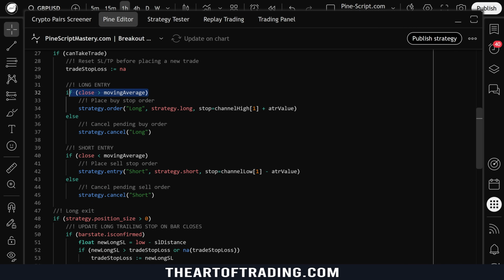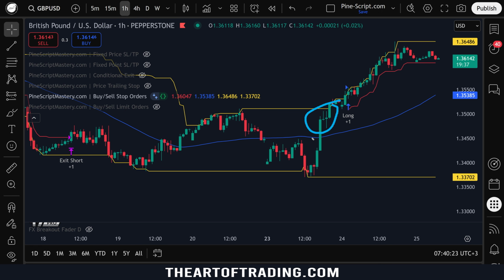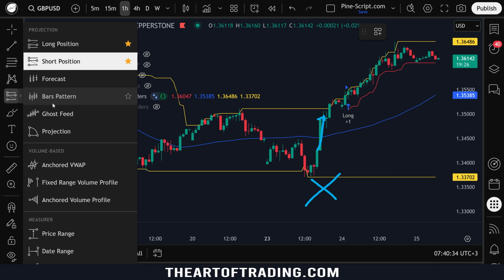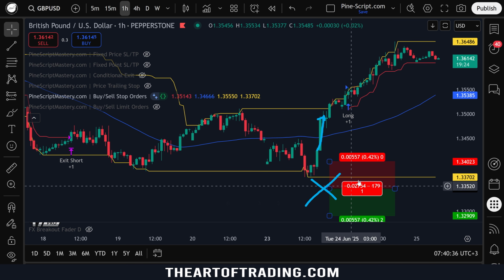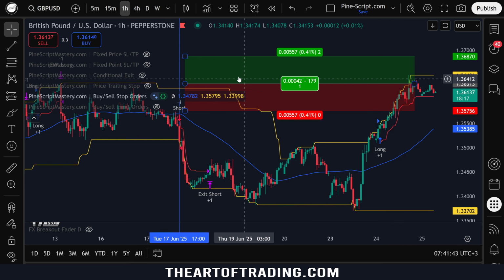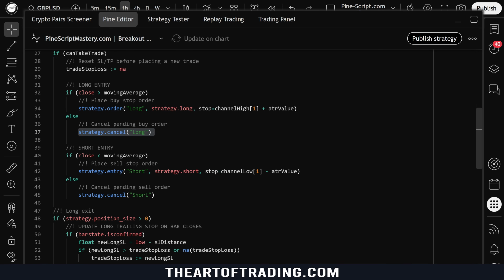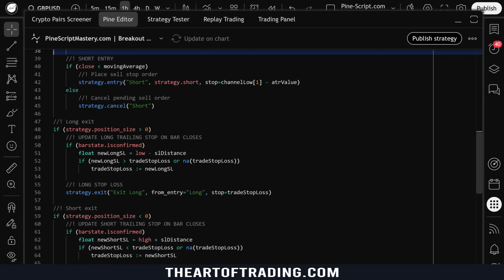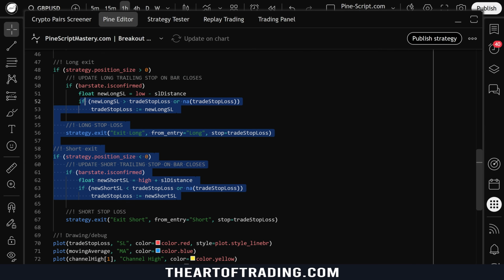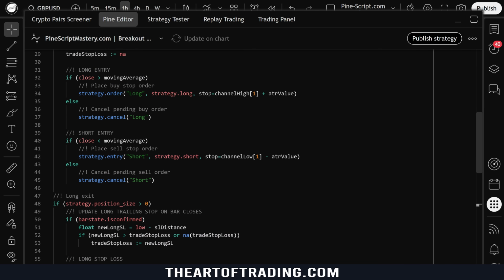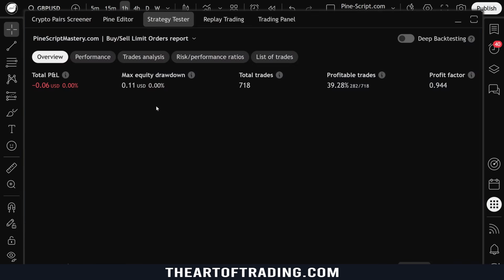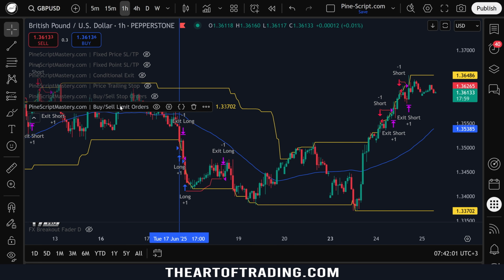So in this case, I want to only place a buy stop order if price is trading above this moving average. As soon as price crosses above this moving average, I want to cancel any pending sell orders that I have still in the market. If you want your orders to expire at a certain point, you need to explicitly include that cancellation code somewhere in your script. Then we just have our familiar trailing stop code from the previous example. Very simple stuff. Let's wrap up this beginner guide to strategy orders with limit orders.